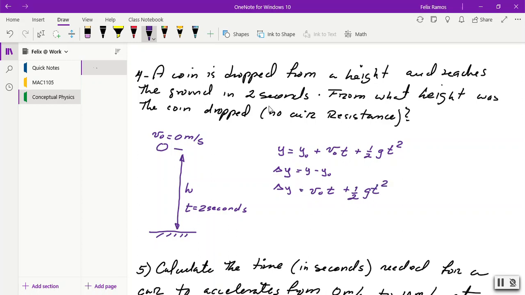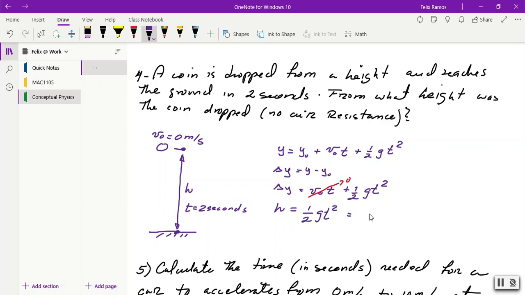What happened here? This initial velocity is 0, so the term v sub 0 t becomes 0. The variation of position along the y-axis would be basically equivalent to the height, because I have an initial position at this level and a final position here. So that difference will be basically the height of the coin, and that would be equal to 1 over 2 g t squared.